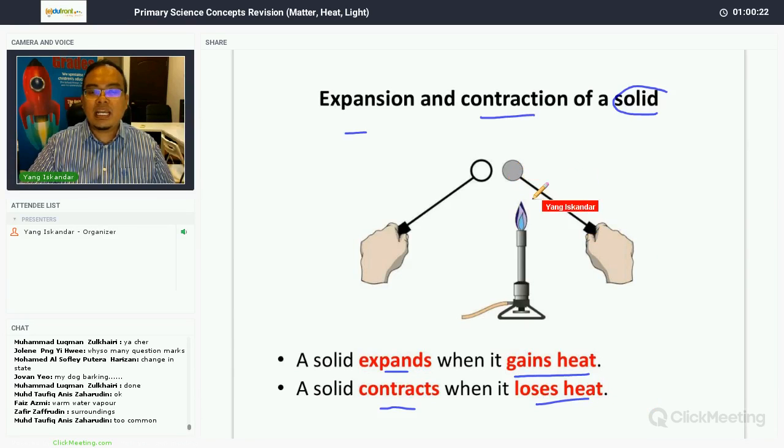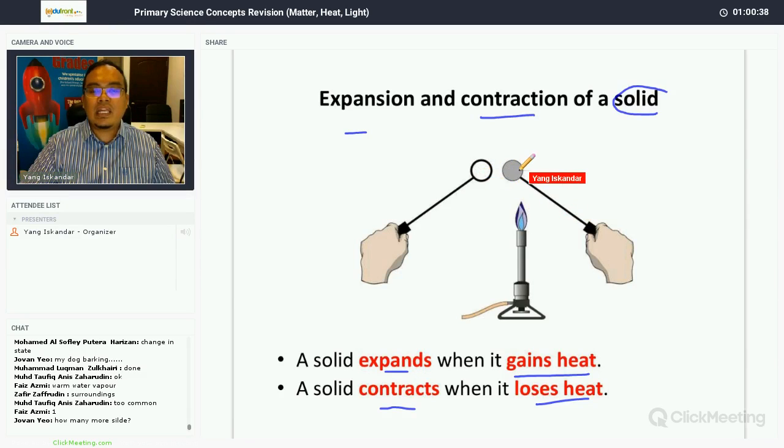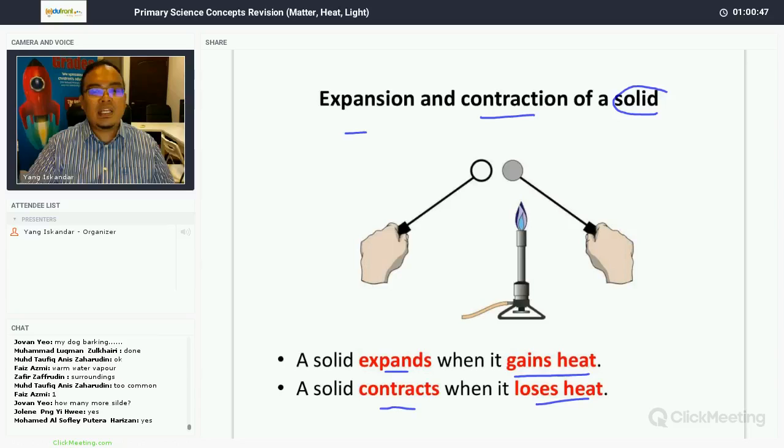In this experiment, before heating, this metal ball can go through this ring. But after heating this metal ball for some time over the hot Bunsen burner, you will notice that it will not be able to go into this ring. I'm sure some of you had your teacher show you this experiment when you were in primary 3 or primary 4. Did any of you have the experience of doing or seeing this experiment? Yes, right? Okay.